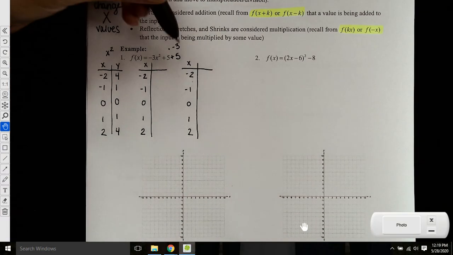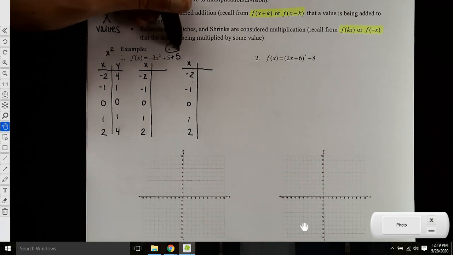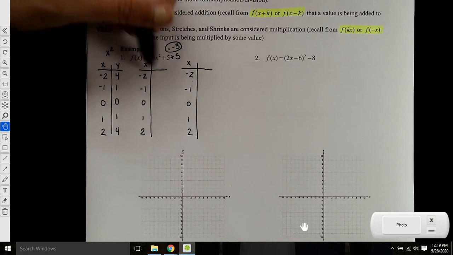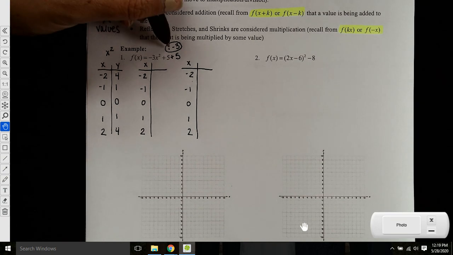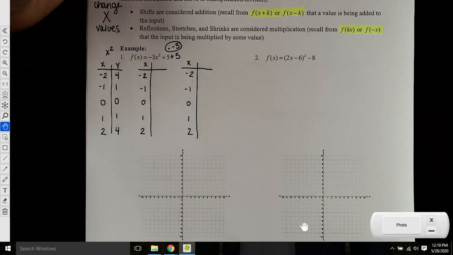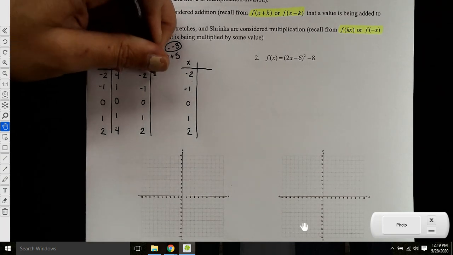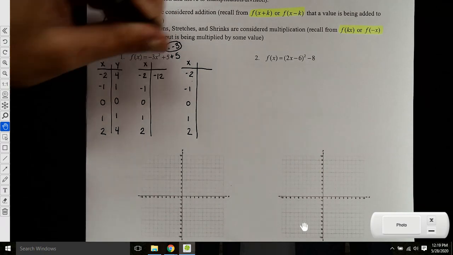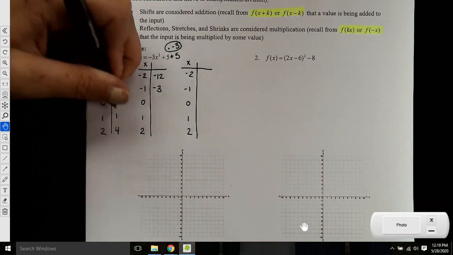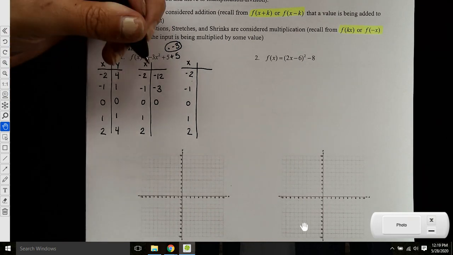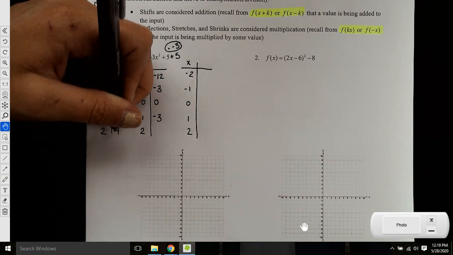So between multiply and add, the first thing that's going to happen is I'm going to multiply by negative 3. Because since it's happening vertically, it's order of operations. So multiplication comes before addition and subtraction. So 4 times negative 3 is going to be negative 12. 1 times negative 3 is going to be negative 3. 0 times negative 3 is 0. 1 times negative 3 is negative 3. And 4 times negative 3 is negative 12.